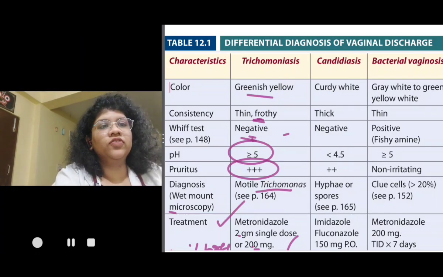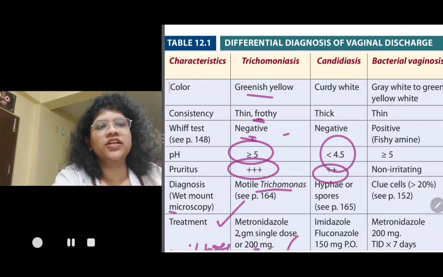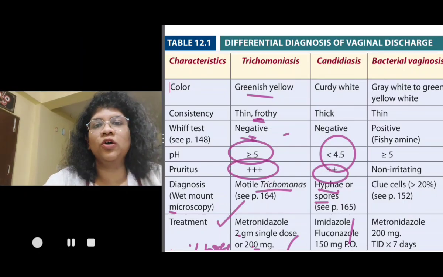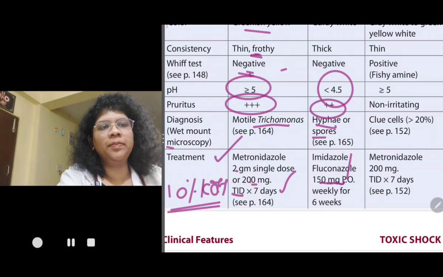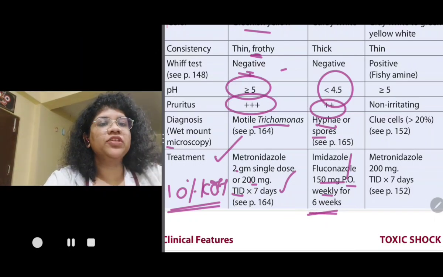And pH here will be less than 4.5. Important to remember. This also is associated with itching. So candidiasis and trichomoniasis, both are associated with itching. When you do a wet mount microscopy, you will see hyphae or spores because it's a fungal infection. Treatment is imidazole or fluconazole you have to give. Antifungals are the drug of choice. How do you give fluconazole? You will give 150 milligram orally weekly for 6 weeks. So once a week she has to take the tablet for 6 weeks. Okay, this is important to understand.